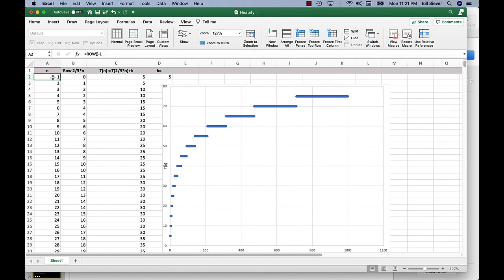Here's an example spreadsheet. The first column shows values of n, so this would be our problem size. The second column shows 2/3 times n, and the floor of that, so rounding down. Basically, this is computing which row we should go to get our time complexity. The third column shows the total amount of effort we have to expend, so it's the t of the smaller problem plus the constant k. And the fourth column, d, has the constant k.